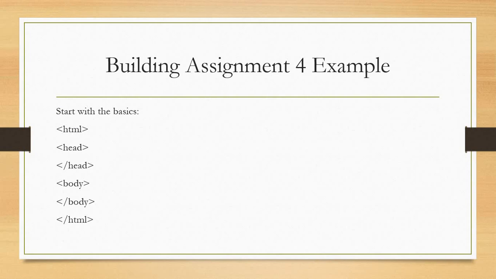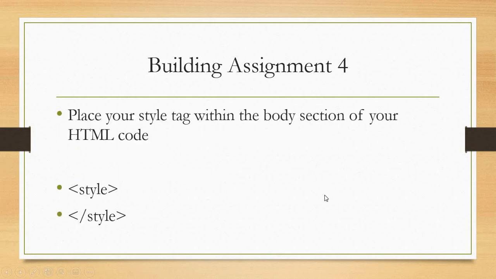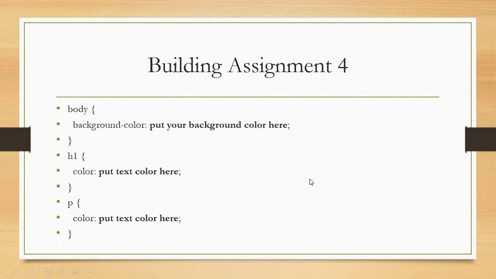So in building assignment 4, let's first start and create our CSS code within an HTML file. We need our HTML header and body tags, as well as to close them out. Next, we want to put some sample text there. We'll start with our header test and our text, random text here. We put them within our HTML file. We then need to put our style tag into our HTML code.